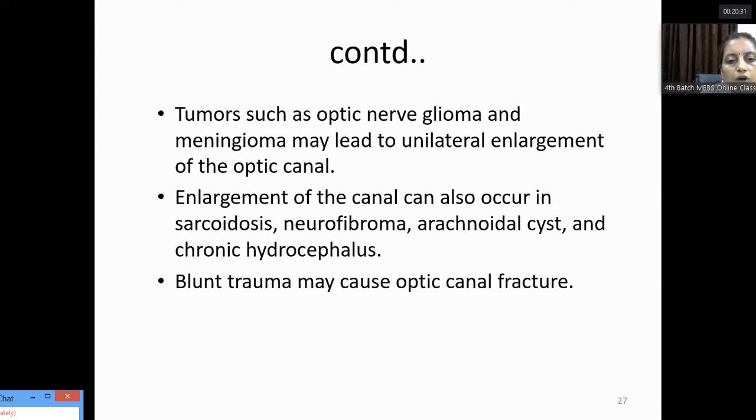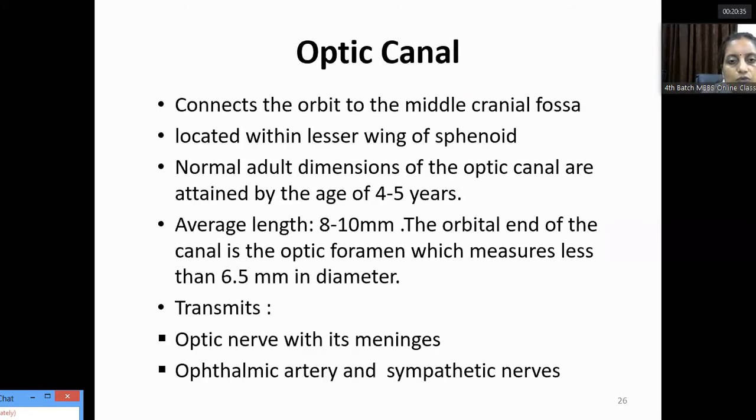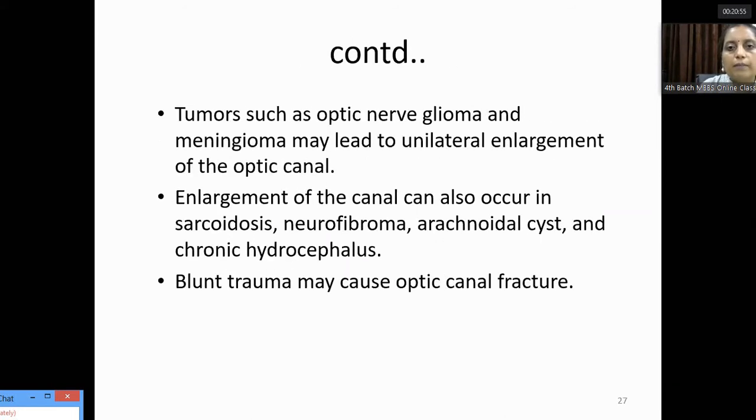Blunt trauma can cause an optic canal fracture. So this size is very important radiographically, and in different disease conditions we see changes in this size. Even in an MCQ, you can be asked the size of the optic canal. It transmits the optic nerve and its meninges, and the ophthalmic artery and sympathetic nerves pass through it.